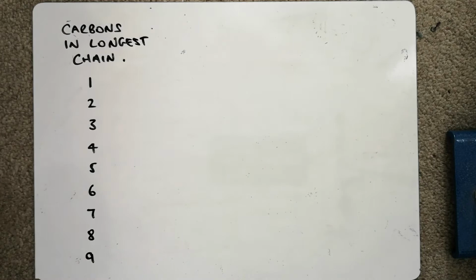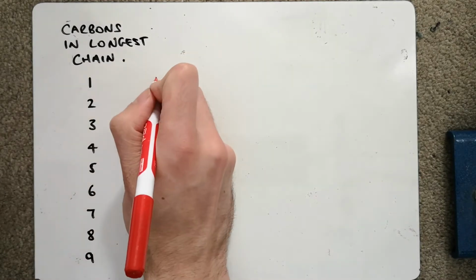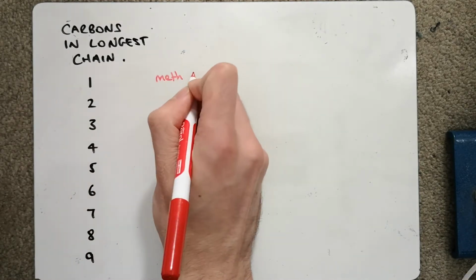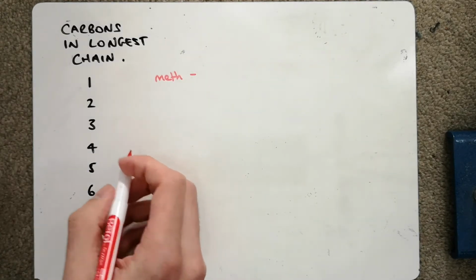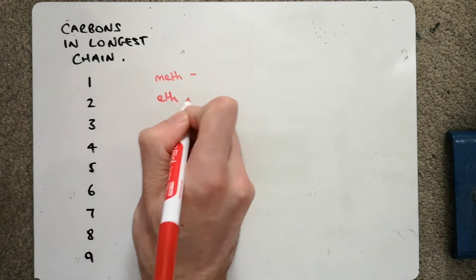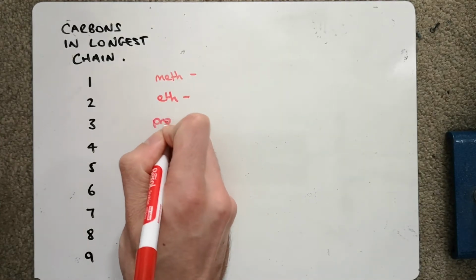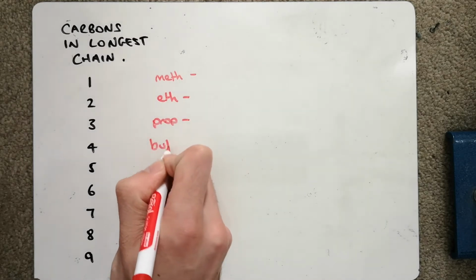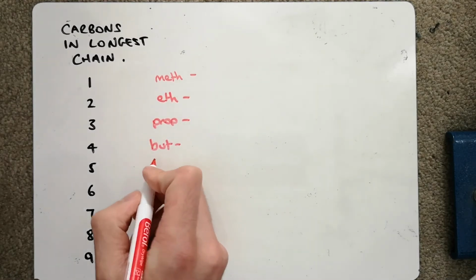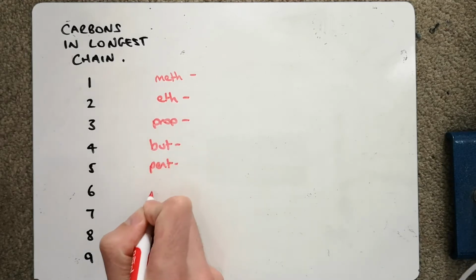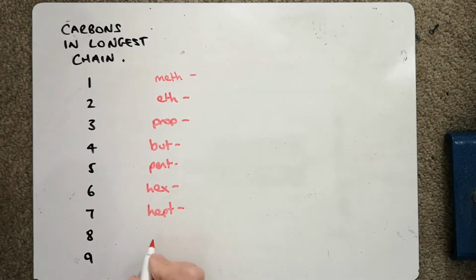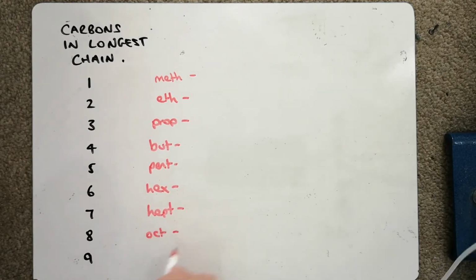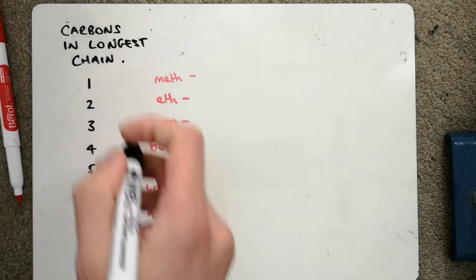So if it's just got 1 carbon in its longest chain, it gets the prefix meth. So for instance, methane, you may have heard of as just 1 carbon. 2 is eth, 3 is prop, 4 is but, 5 is pent, 6 is hex, 7 is hept, H-E-P-T, 8 is oct, and 9 is non. So we'll have a look at some examples of these.